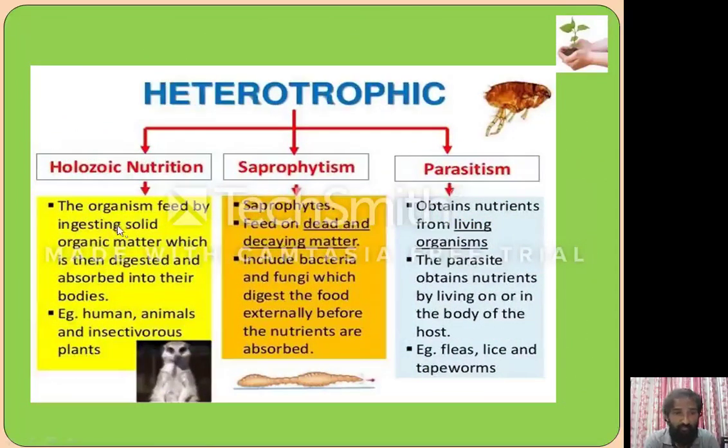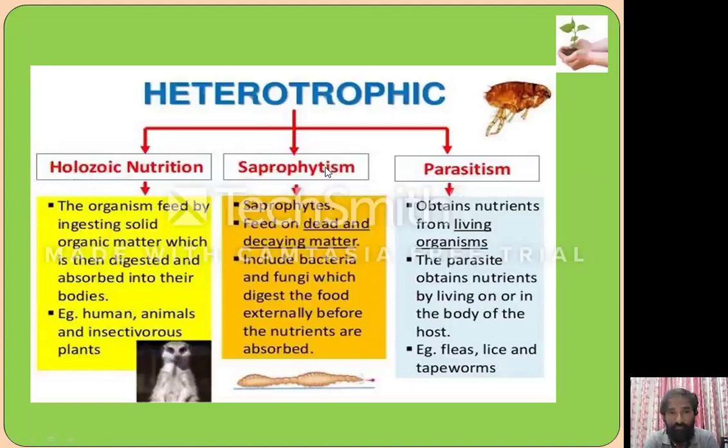The heterotrophic mode of nutrition. The first is holozoic nutrition, then saprophytism and parasitism. The heterotrophic mode is mainly divided into three types: one is holozoic, the second is saprophytic, and the third is parasitism. Here the organism feeds by ingesting solid organic matter which is then digested and absorbed into their bodies. For example, humans feed on different kinds of solid materials. After ingesting, those solid materials are digested and absorbed by the body. This type of nutrition is called holozoic nutrition.